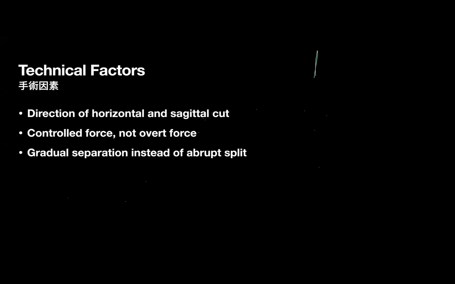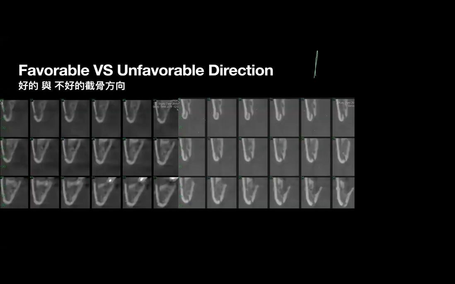And then we try to create a fracture line that we want by using chisels or osteotomes. When you are using the osteotome, try to use a controlled force, not overt force. And the separation theoretically should be a gradual separation instead of an abrupt split. So I think that's the factor.